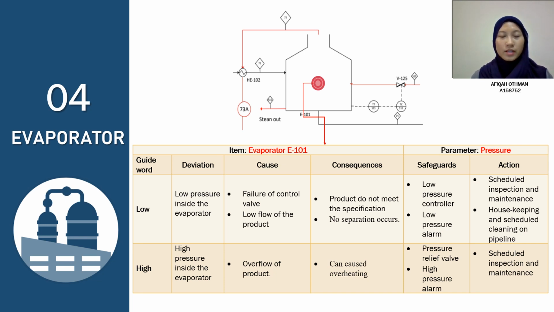The safeguards used for the evaporator are a low pressure controller and low pressure alarm for low pressure, then a high pressure relief valve and high pressure alarm for high pressure. The actions needed for the HAZOP are scheduled inspection and maintenance, housekeeping, and scheduled cleaning regularly.